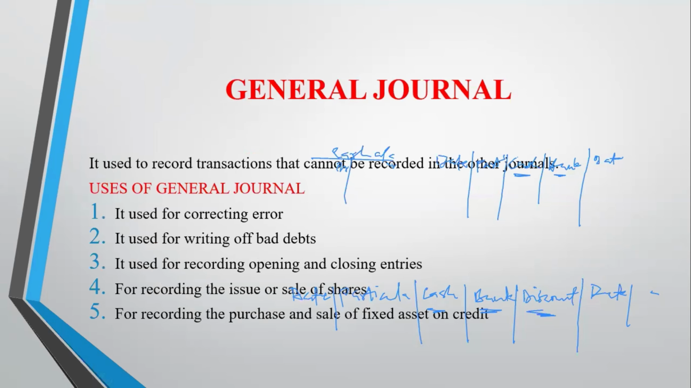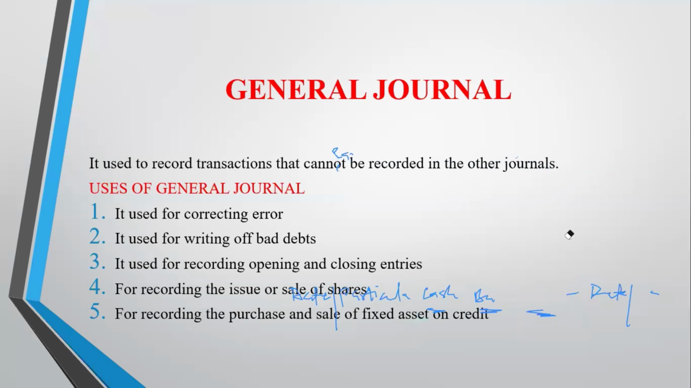And we come to the general journal. So now we are done with the special journals. The general journal is used to record transactions that cannot be recorded in the other journals. Any transaction that cannot be recorded in any of the other journals, it is the general journal that we use to record.